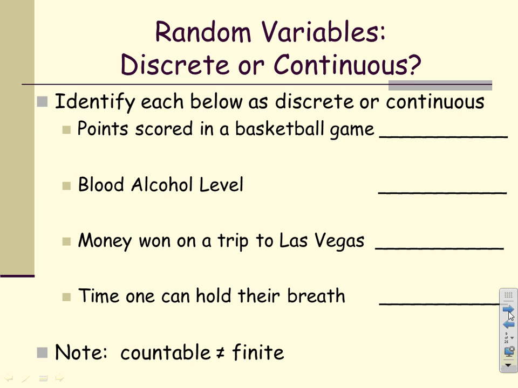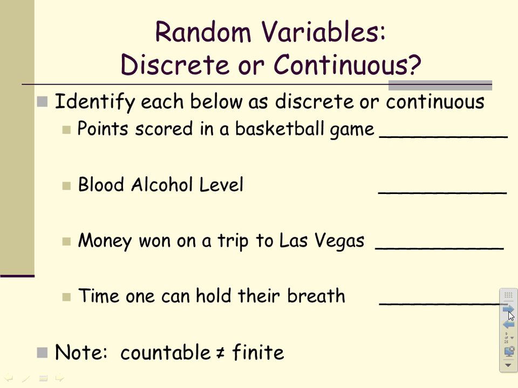Okay, so let's take a quick look at these examples here. It says identify each below as a discrete or a continuous random variable. At this point, it would be a good time to pause your video and think about each one separately. And then once you have in mind what you think they are, go through the rest of the video here.